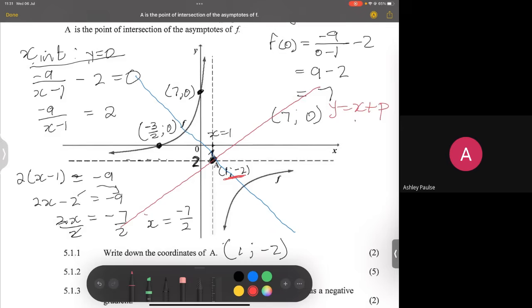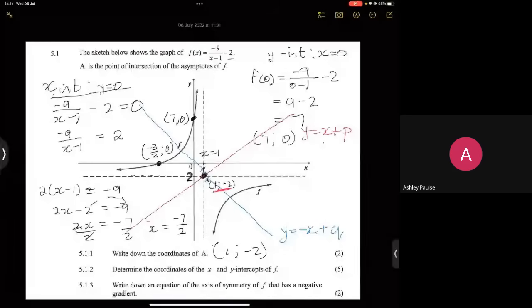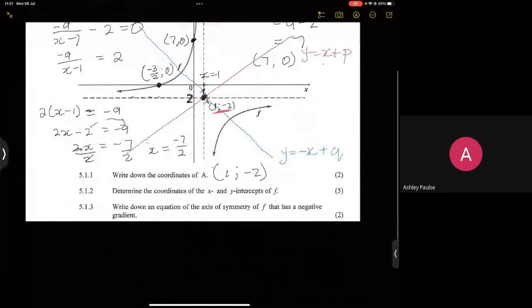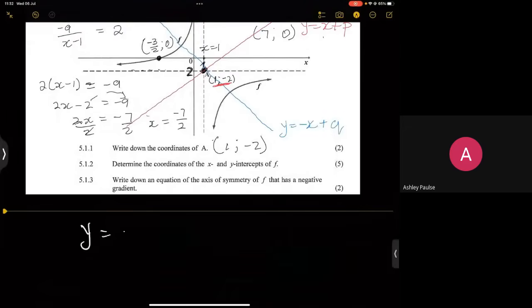Okay? And then for the blue graph, it's y is equal to minus x plus q, right? And to get the value of q, once again, you would take the axis, the point of intersection of those asymptotes. So now, I'm going to write that down. They say write down the equation of the axis of symmetry, right? That is a negative gradient. So it means they are talking about y is equal to minus x plus q, right?